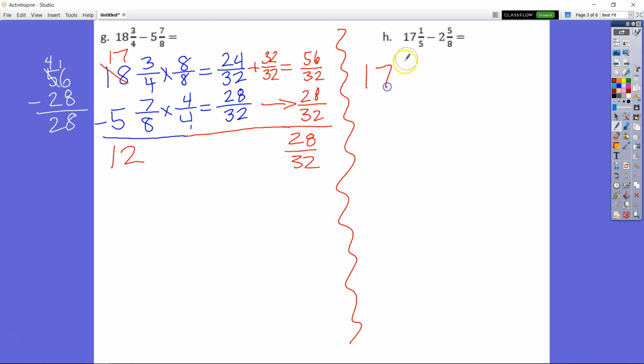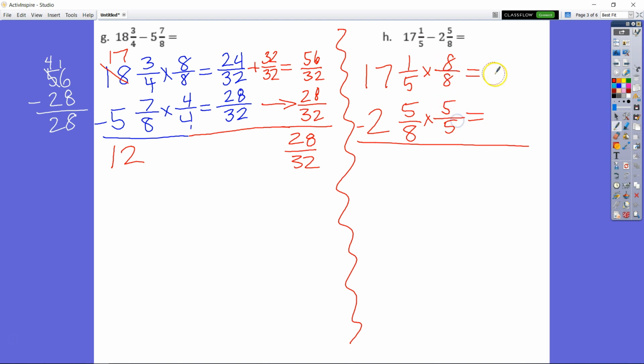All right, I'm going to pick up the pace here. 17 and 1/5 minus 2 and 5/8. We know that we need to do our multiplication of our opposite denominator in the form of a whole, 8/8 and 5/5. We're going to multiply across. 5 times 8 is 40. 25 40ths. We know we cannot subtract here.